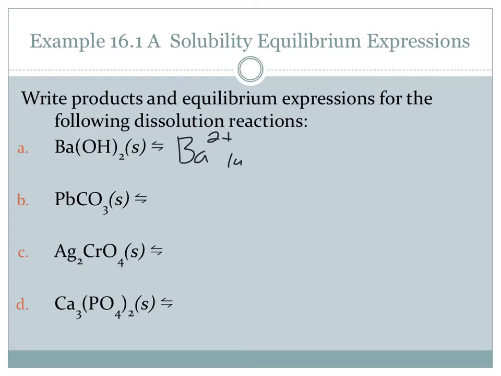So we have aqueous barium, and then we have two hydroxides. Again, we need to watch out for the dissociation to see how many of each ion dissociate, because that affects the moles of the individual chemicals. With the lead carbonate, we've got one lead and one carbonate.